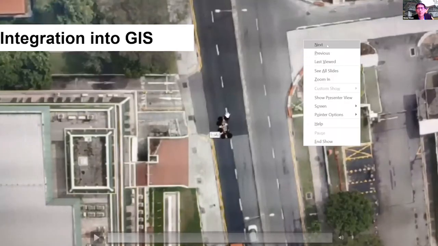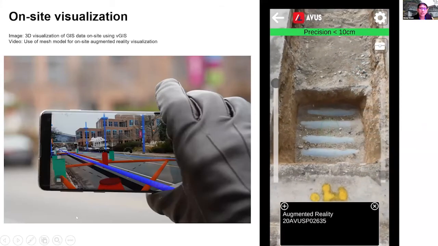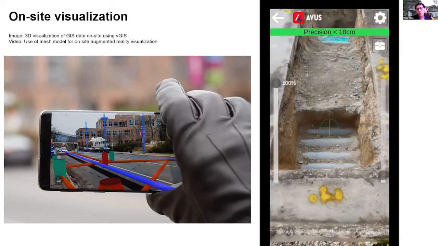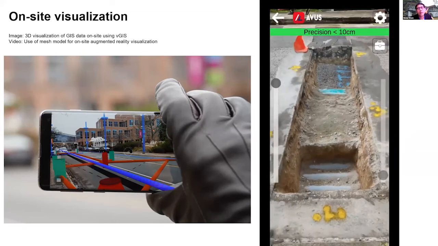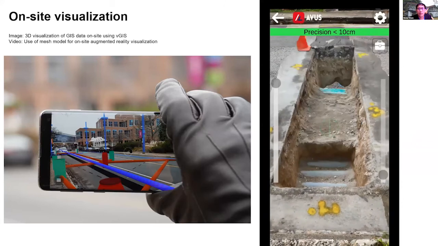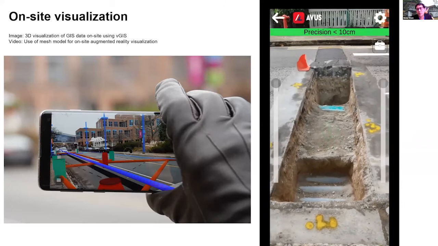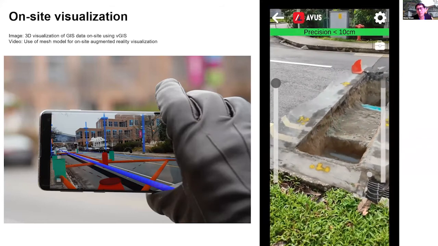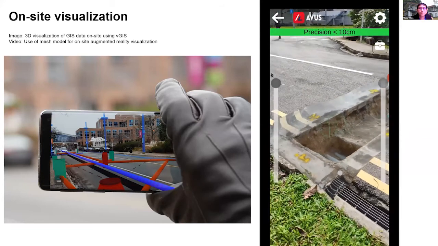So, and this data set also, when they are 3D, we are also working on the different visualization, and even the visualization on site with AR technology, enabled to provide a good service to the user on the ground.